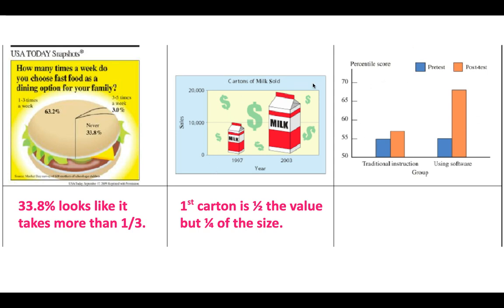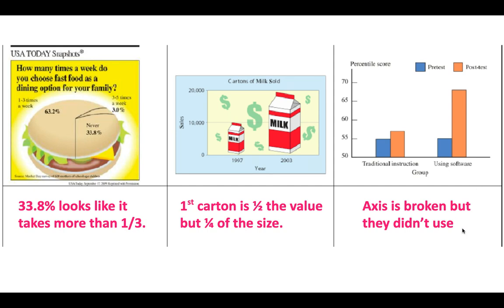And then this last one makes the differences between the two groups look really big, especially for the orange one, which is the post-test score. So it's making it look like the difference between traditional instruction and using software is huge, when really it's not that big. It's a little bit more than 10% in terms of score. But because they didn't start the y-axis at 0, it made that difference look a lot bigger. So the axis is broken, meaning it doesn't start at 0.